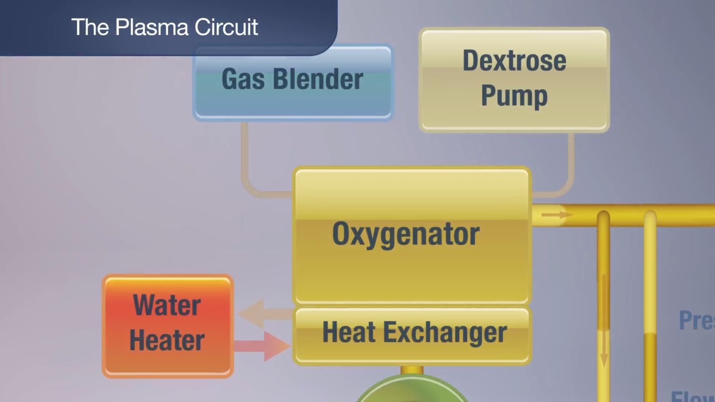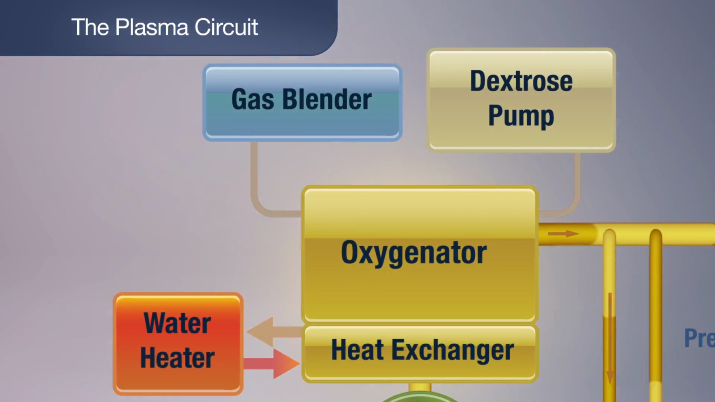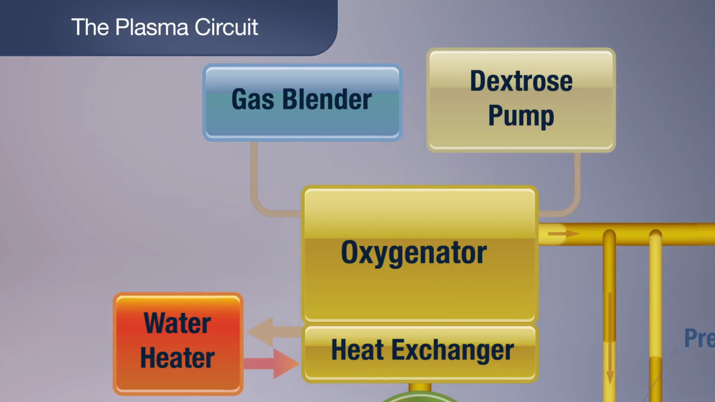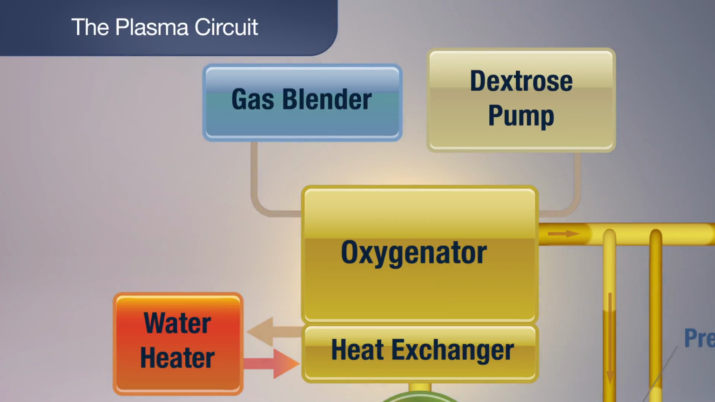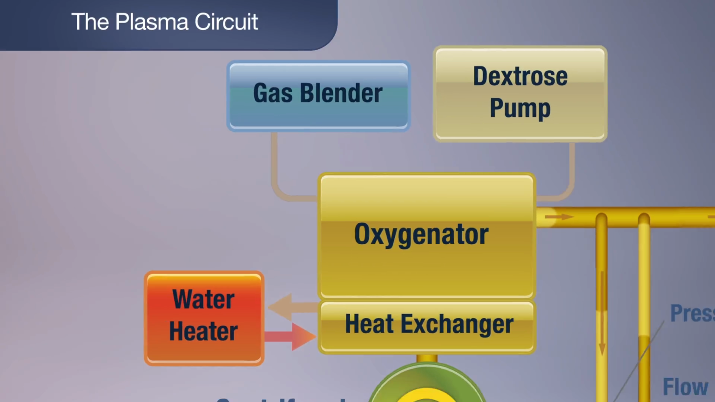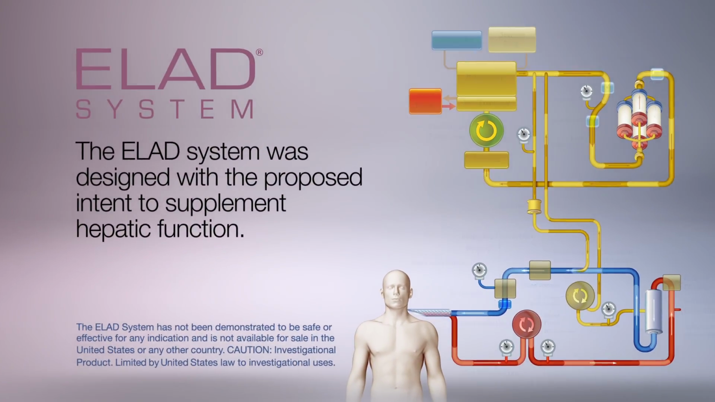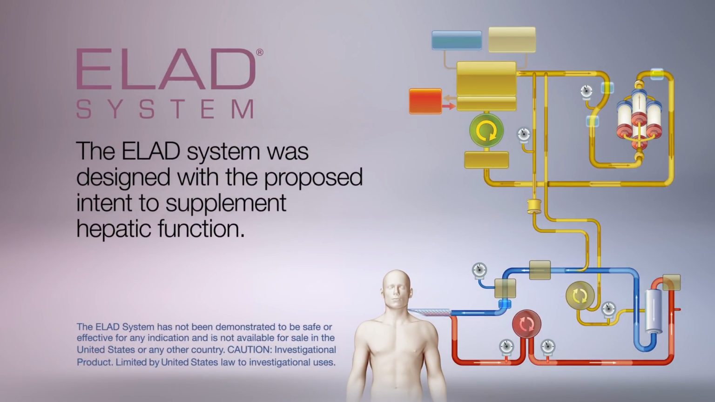Meanwhile, the ancillary delivery system monitors temperature, pH, and oxygen concentrations in the plasma ultrafiltrate in order to maintain the VTL-C3A cell's viability. The ELAD system was designed with the proposed intent to supplement hepatic function.